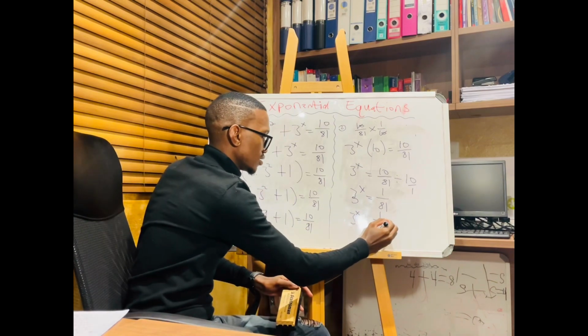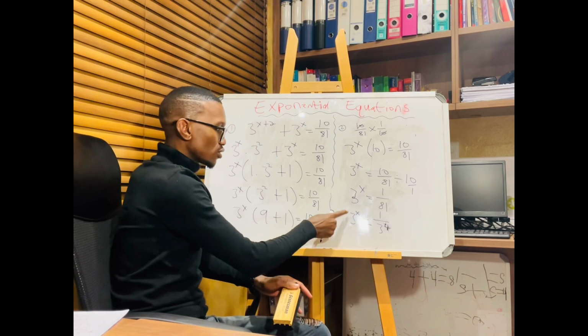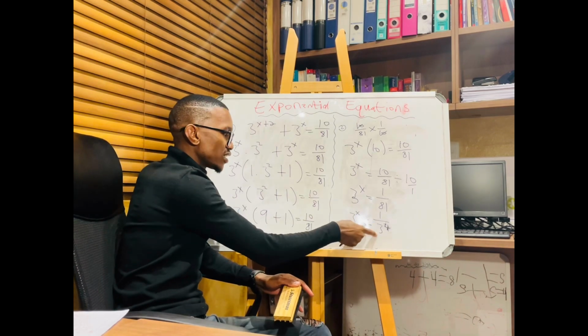Check it out, guys. Check it out. So 3 to the power x equals to what? 1 over 3 to the power 4.